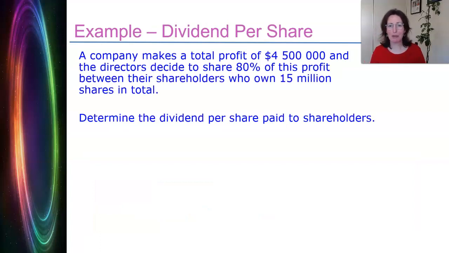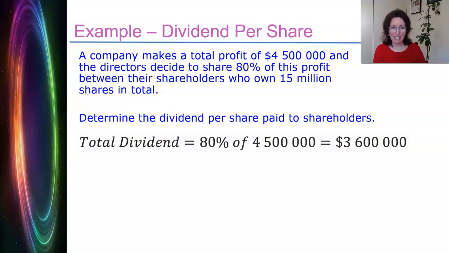So a company makes a profit of $4,500,000, or $4.5 million, and the directors decide to share 80% of the profits between their shareholders. Between all those shareholders, there are 15 million shares in total. We have to determine the dividend per share paid to shareholders. So the technique that we're going to go through here: the total dividend is 80% of that 4.5 million.